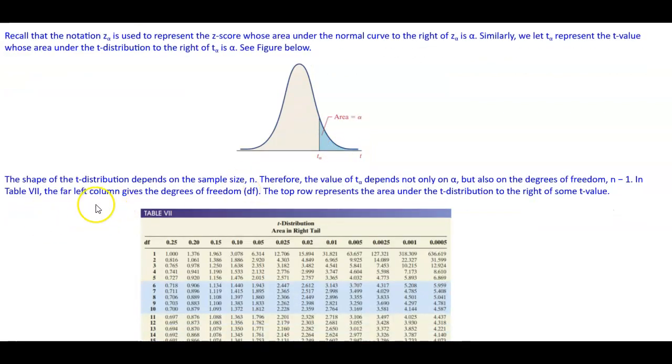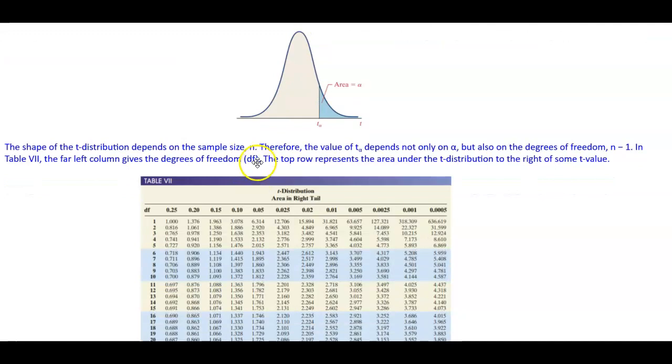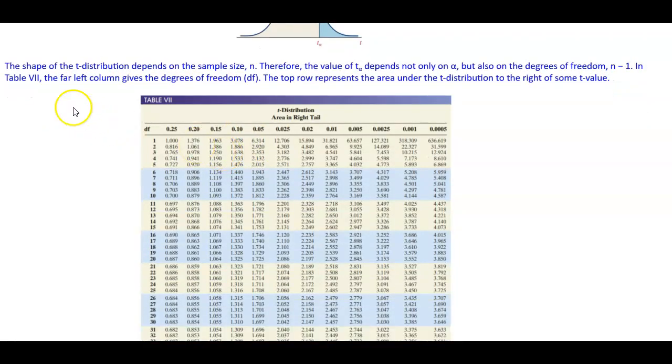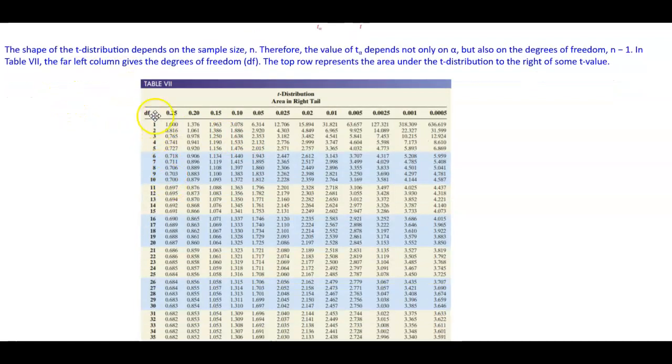Now, the shape of the t-distribution depends on the sample size n. Therefore, the value of t subscript alpha depends not only on alpha, but also on the degrees of freedom. We take the sample size n and subtract 1. In Table 7, you will see that the far left column on the left-hand side gives the degrees of freedom. The top row represents the area under the t-distribution to the right of some value.